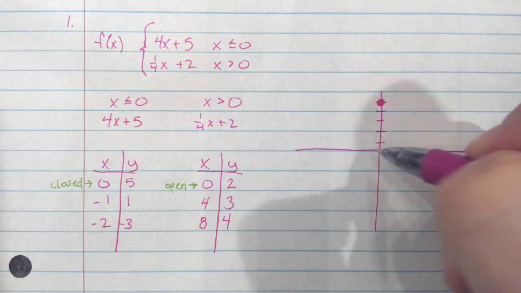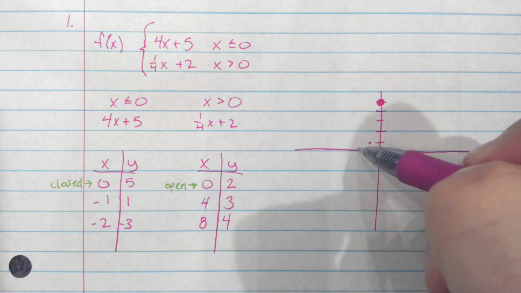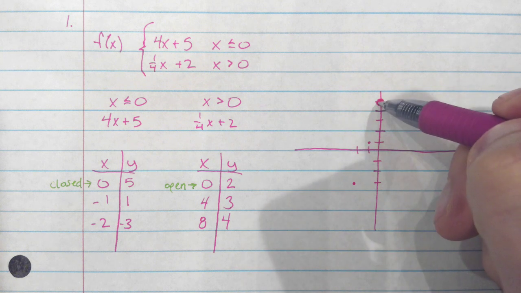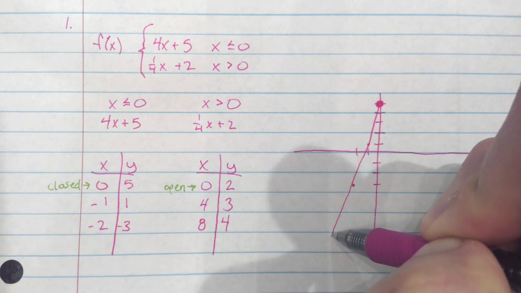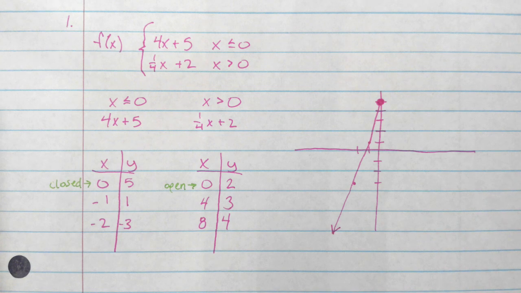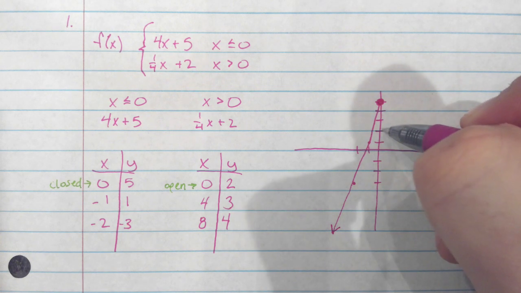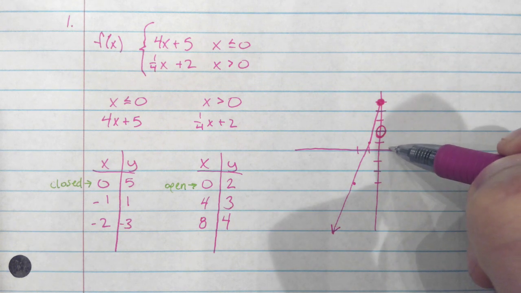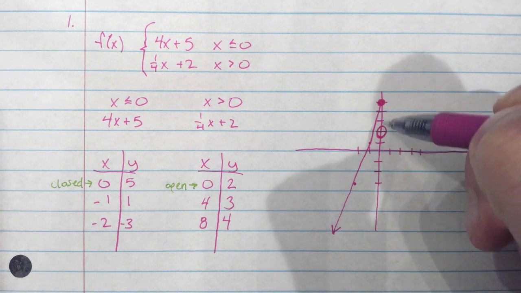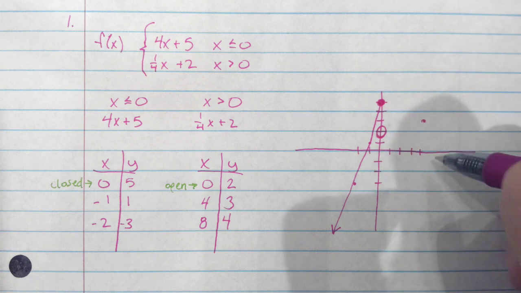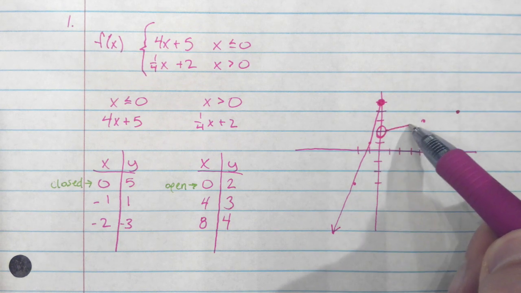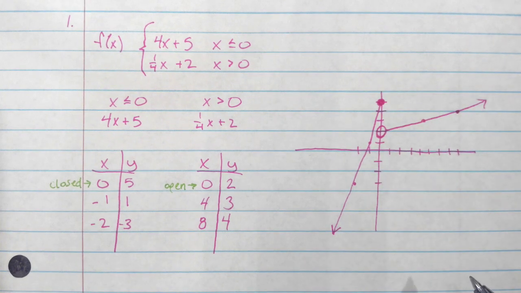My next point is -1, 1. So -1, 1. And then -2, -3. So right there. So I start at that nice big closed circle and go through those points with an arrowhead going in that direction. And my other one is 0, 2, nice big open circle on 0, 2. And then it's at 4, 3, so 1, 2, 3, 4, right about there. And then 8, 4, sorry. And then I start from that nice big open circle, go through those points, arrowhead in that direction.